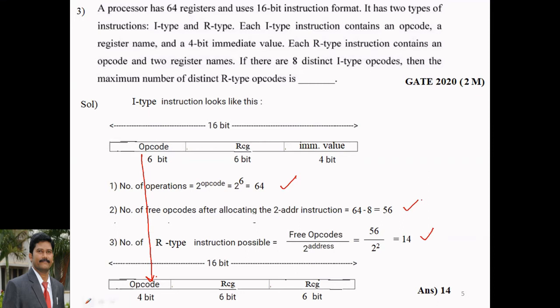So this is a very easy technique. If the opcode bits are increased, it is free opcodes into 2 power the address lines. If the opcode bits are reduced, that is free opcodes divided by 2 power the address lines.